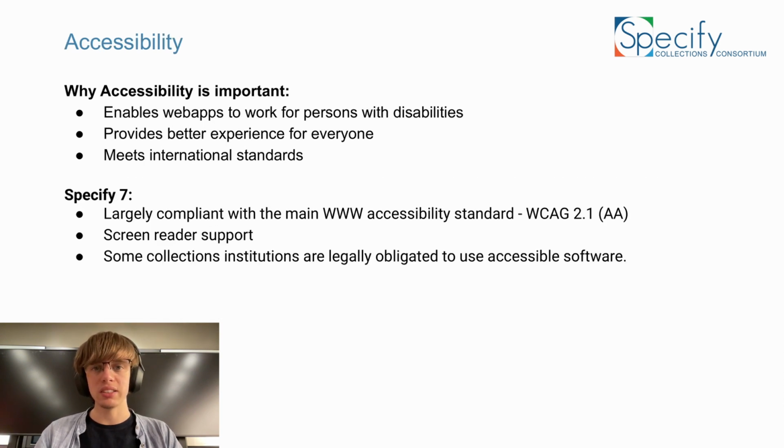So why is accessibility important? Accessibility is important because it enables web apps to work for persons with disabilities, but also it just provides a better experience for everyone, as you will see from the features we will talk about today. Making software accessible also helps with meeting international standards. For example, the most recent Specify 7 release is largely compliant with the main web accessibility standard. And we also added screen reader support.